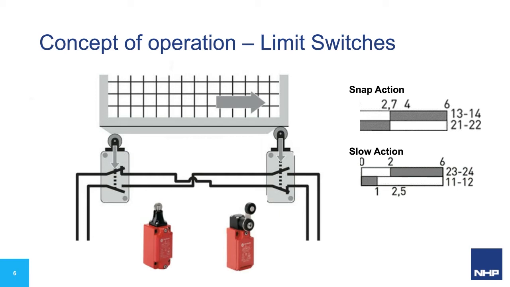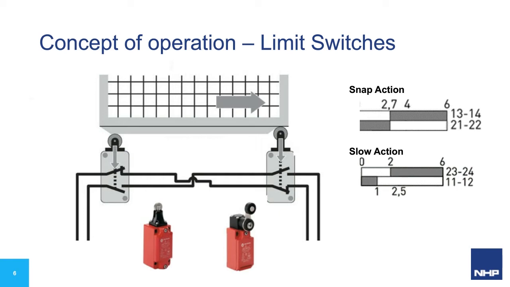Another important thing to also note is contacts are all actuated regardless of how the actuator is moved, so left or right for the roller lever. There are, however, some limit switches like the neutral position limit switch from Rockwell that actuate two separate sets of contacts based on the direction the actuator is moved. The left triggers one set, right triggers another.